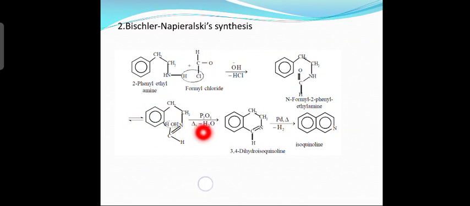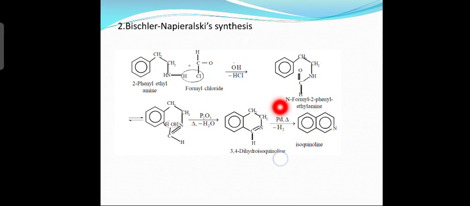So this on heating with phosphorus pentoxide eliminates a molecule of water. You can see here it eliminates a molecule of water to give 3,4-dihydroisoquinoline.